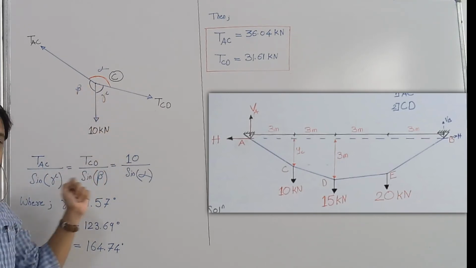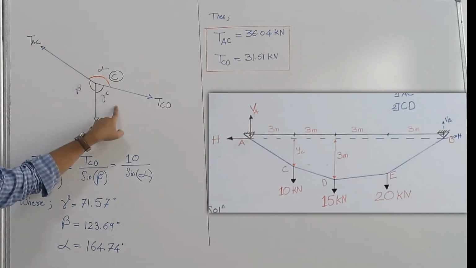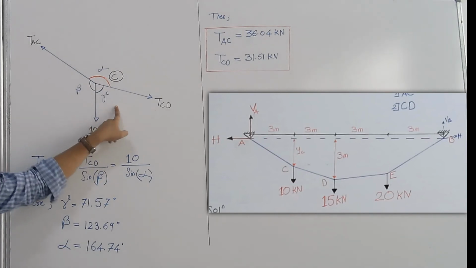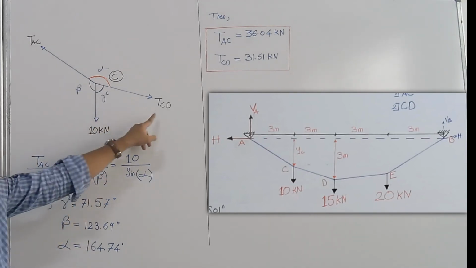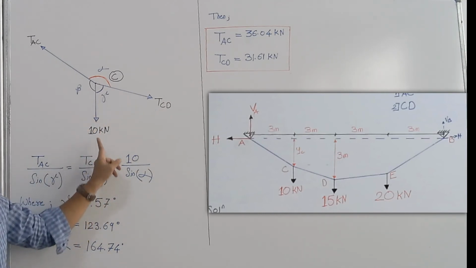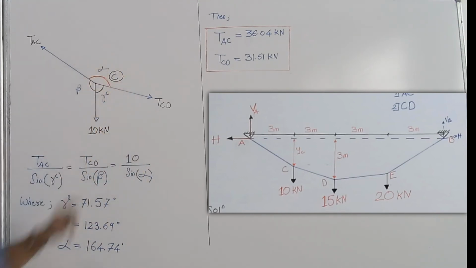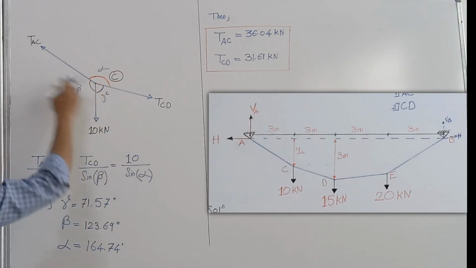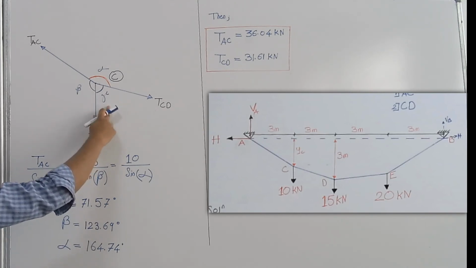we can apply sine law over here, which says tension in segment AC divided by sine of the opposite angle, that is sine gamma, is in proportion to tension in segment CD divided by sine beta, which is equal to 10 divided by sine alpha. So this is how sine law works. The opposite angle needs to be considered and the sine of the respective angle.